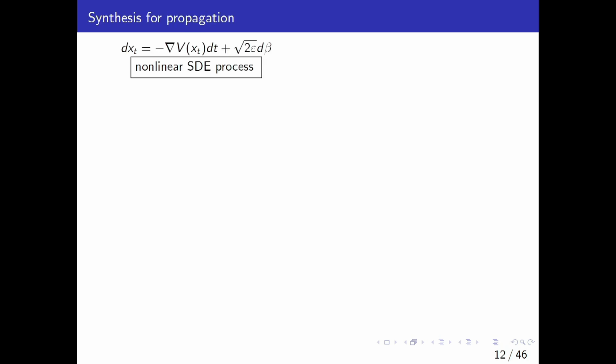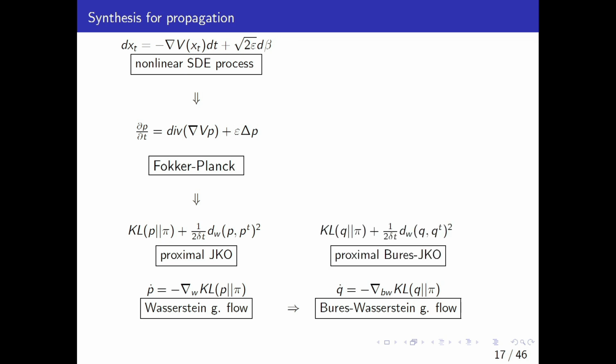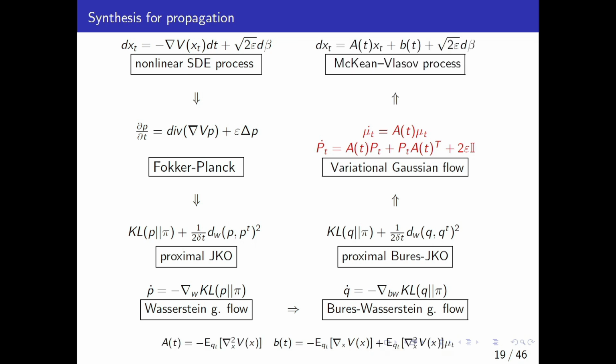Before that, I will go quickly on this, just to sum up. We have a stochastic differential equation and Fokker-Planck equations. We have the equivalent proximal JKO scheme, and there is an underlying geometry related to Wasserstein gradient flow, which is equivalent to this scheme. And in the Gaussian world, when we approximate all this with Gaussians, we obtain a pure Wasserstein gradient flow, a proximal pure JKO, which is the same but here with the Gaussian, and the variational Gaussian flow, which is the counterpart of the Fokker-Planck for Gaussians. We can also show that there is a process associated to the variational Gaussian flow, which is the McKean-Vlasov process, which is in fact the linear process which is closest to the nonlinear SDE for some KL divergences.